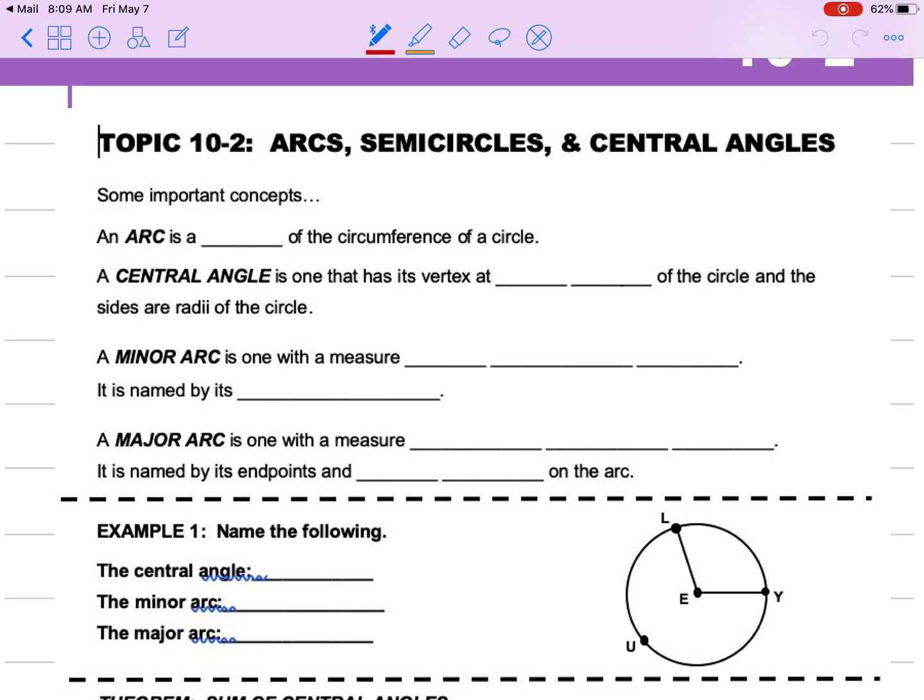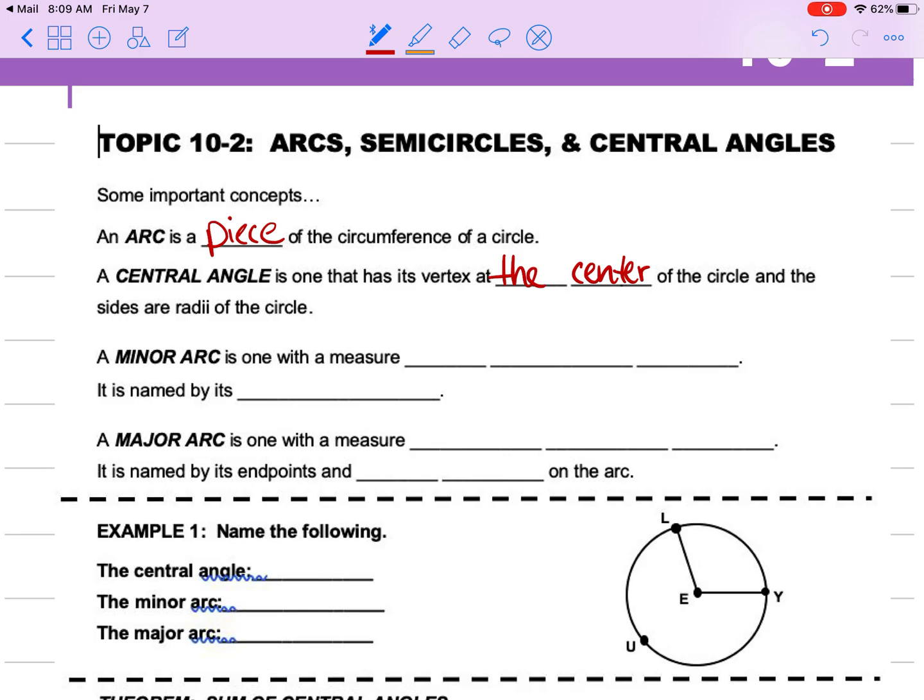Okay, topic 10.2 is all about arcs and semicircles and central angles. When you think about an arc, this is just a piece of the circumference. If you want to think about a pizza, the crust would be like an arc. A central angle is one that has its vertex at the center of the circle and the sides are all radii.